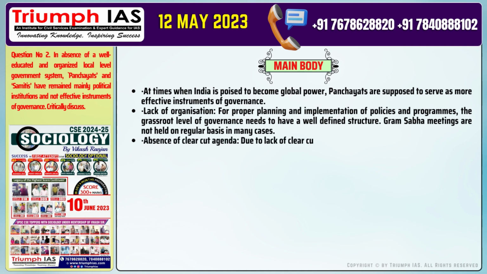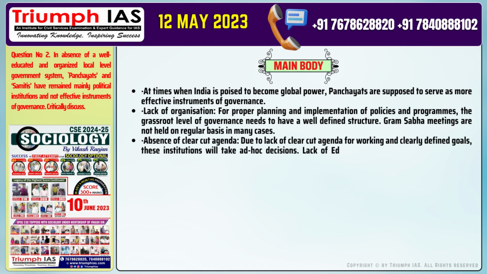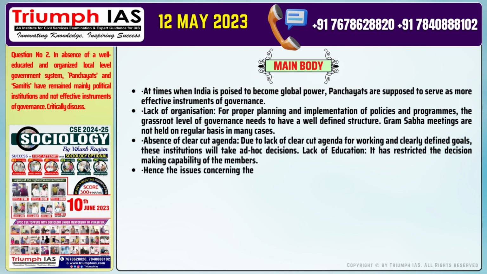Number 3. Absence of clear-cut agenda. Due to lack of a clear-cut agenda for working and clearly defined goals, these institutions take ad hoc decisions. Lack of education has restricted the decision-making capability of the members. Number 4. Hence the issues concerning the local government are not discussed.